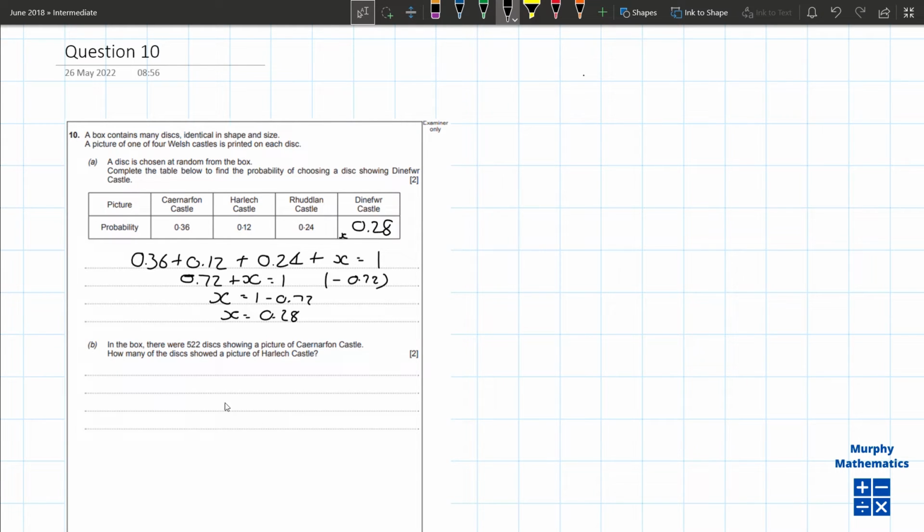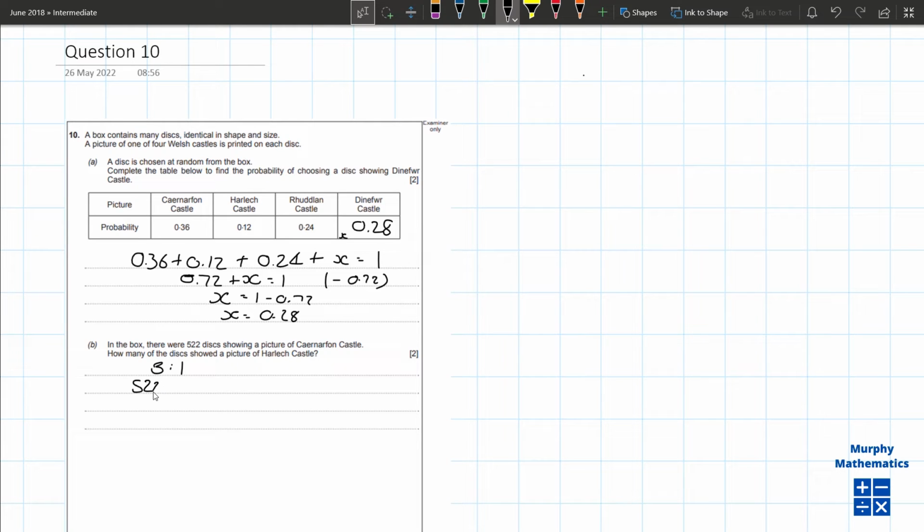Okay, in the box there were 522 discs showing a picture of Carmarthen Castle. How many of the discs showed a picture of Harlech Castle? So let's have a look at the ratio. So we could have the ratios here, 36% and 12%. Okay, so we know that this is a 3-to-1 ratio. Yeah, so 0.36, 0.12.